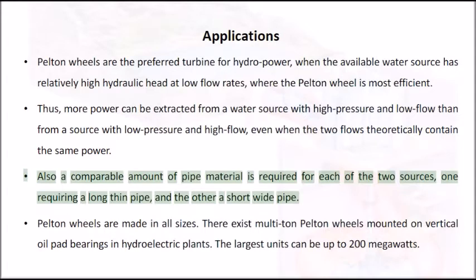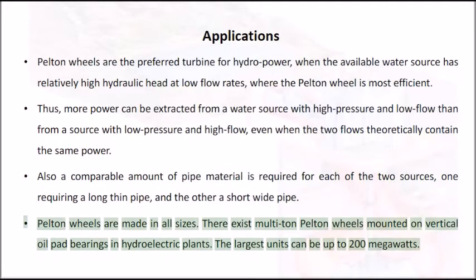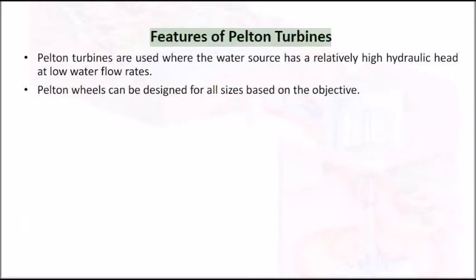Pelton wheels are made in all sizes. There exist multi-ton Pelton wheels mounted on vertical oil pad bearings in hydroelectric plants. The largest units can be up to 200 megawatts. Features of Pelton turbines. Pelton turbines are used where the water source has a relatively high hydraulic head at low water flow rates. Pelton wheels can be designed for all sizes based on the objective.